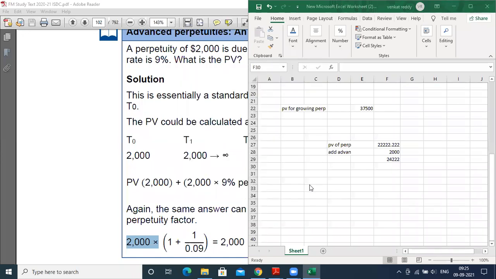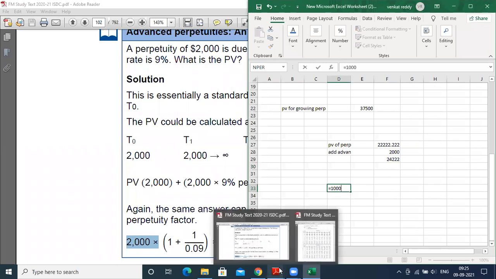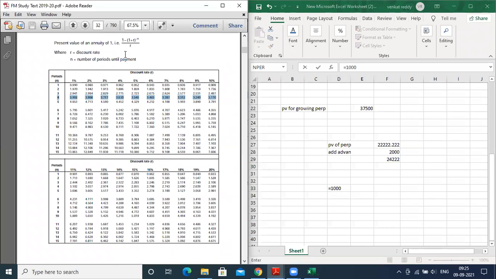Is my voice clearly audible? Yes, sir. Okay, so you are asking about the example I asked earlier. I said the annual cash flow is 1000, at 8%, for 5 years. But in that 5 years, the first year we are receiving immediately. So 8% for 4 years is 3.312.